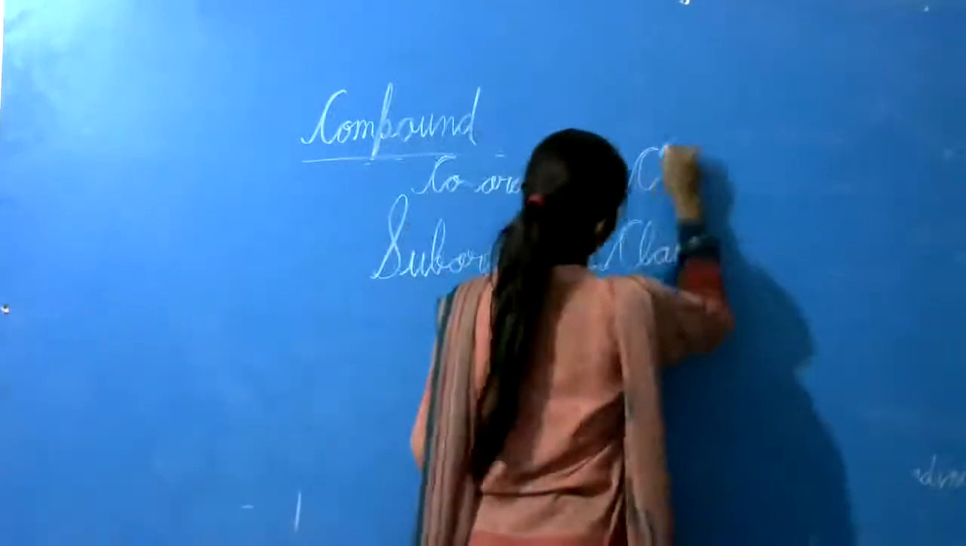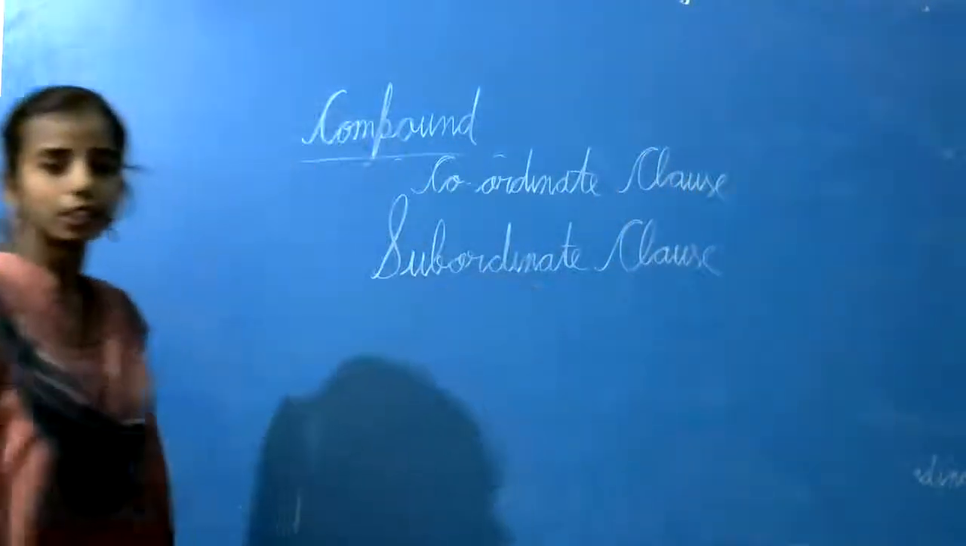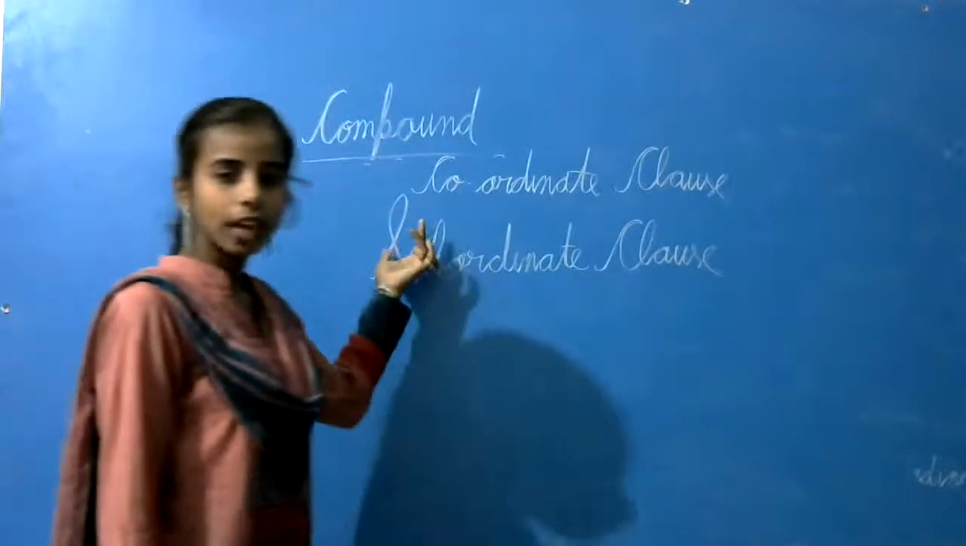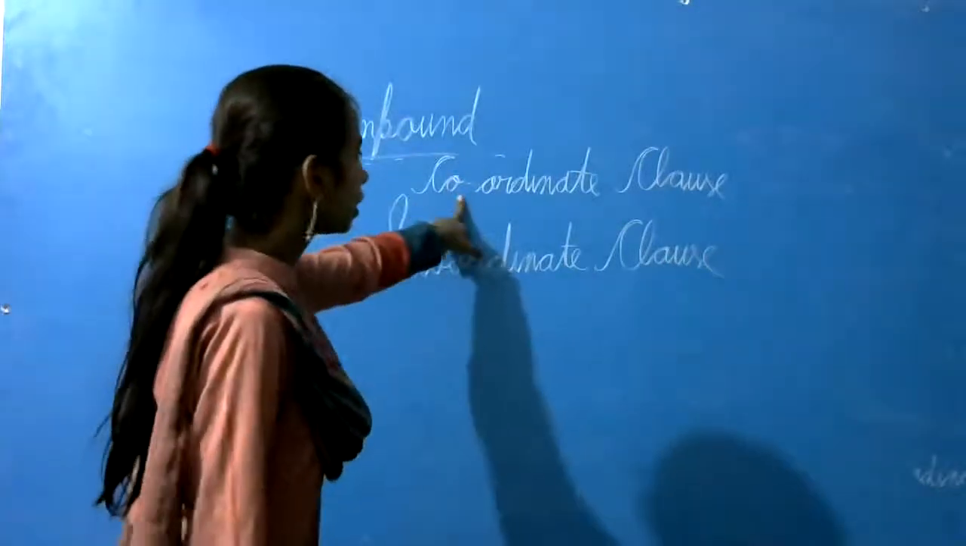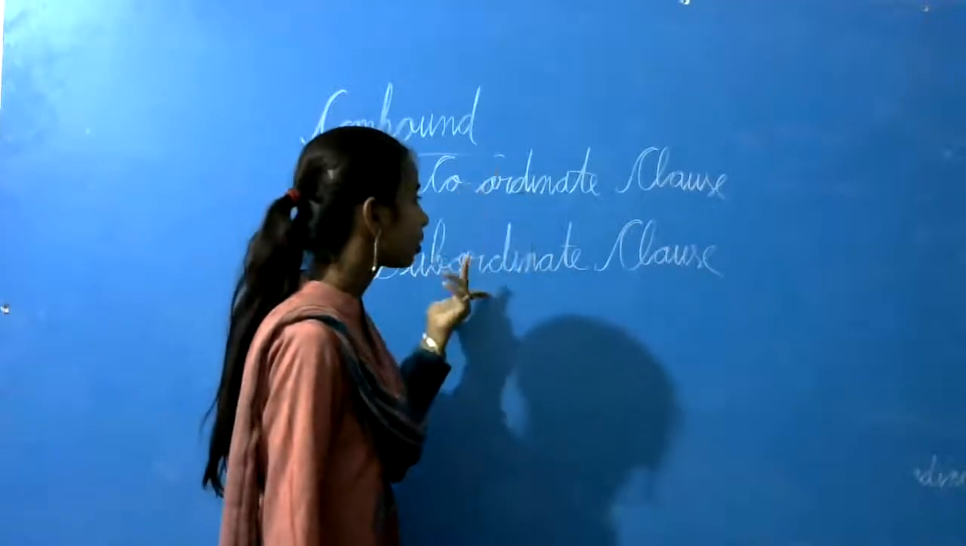You all must have studied in class 6 subordinating conjunction and coordinating conjunction. Okay, is that clear? Very good. Coordinate clause and subordinate clause. What is coordinate clause and what is subordinate clause?